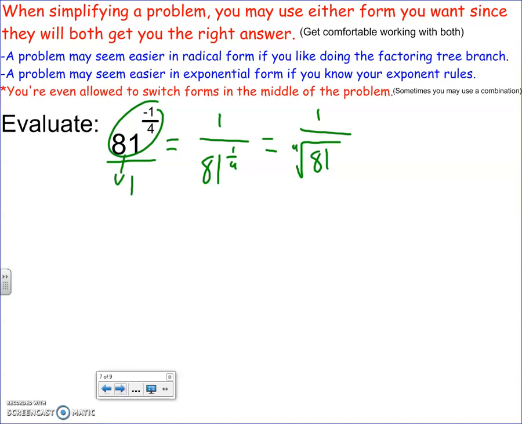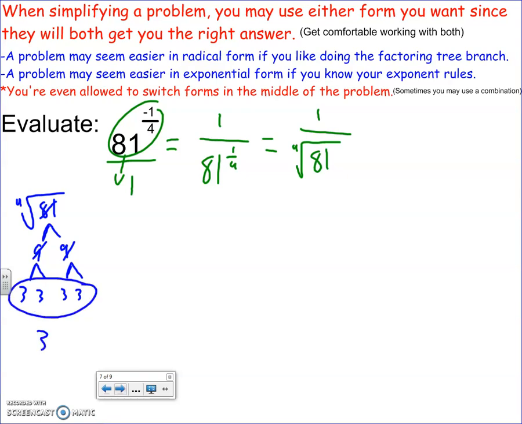Alright, the fourth root of 81. I'll go over here. Fourth root of 81 says break it down, find 4 of a kind. That's 9 and 9. That's 3 and 3. That's 3 and 3. Find 4 of a kind. There goes 4. 3 goes out, nothing stays inside. So this turns into 1 over 3. That's your final answer. That's one way.